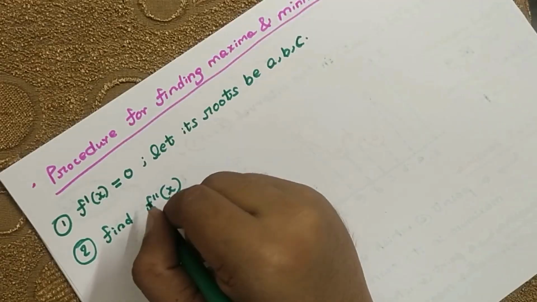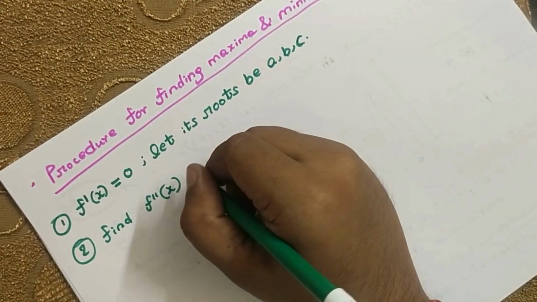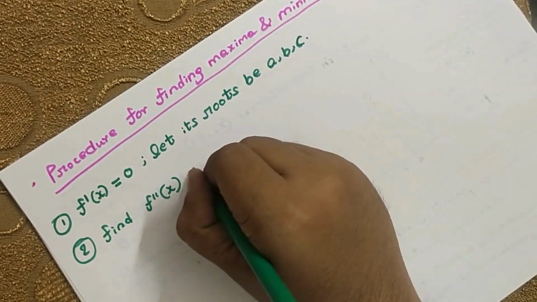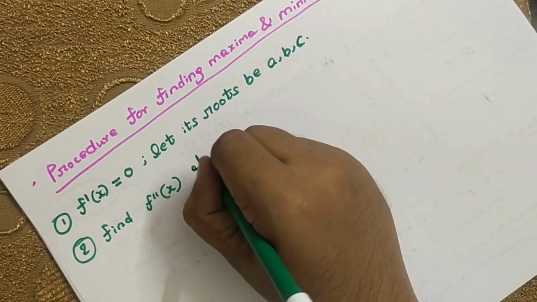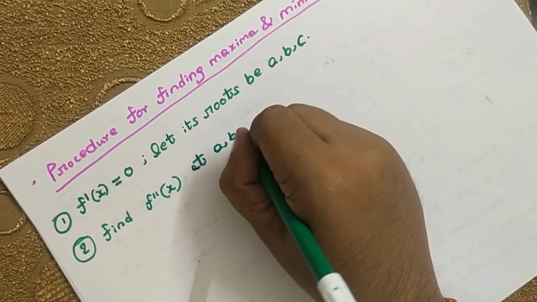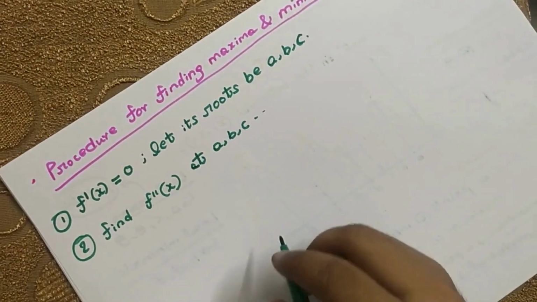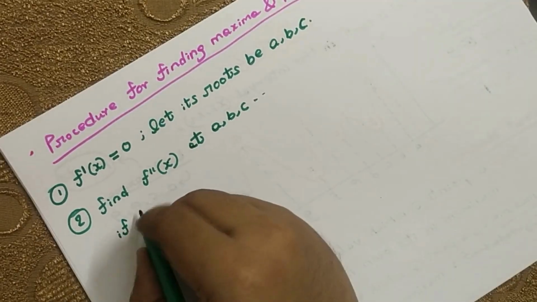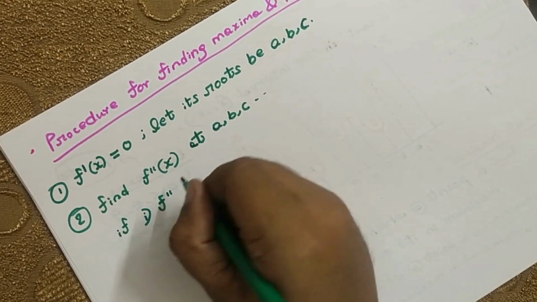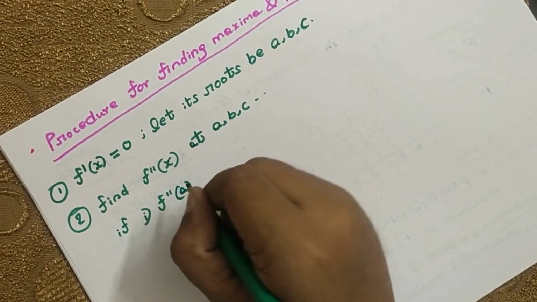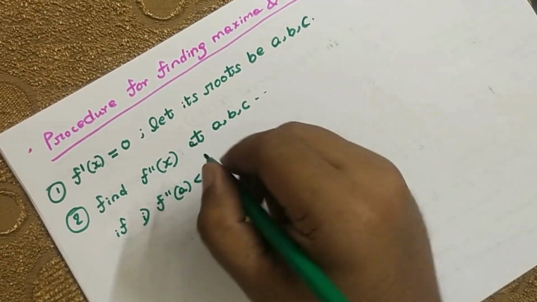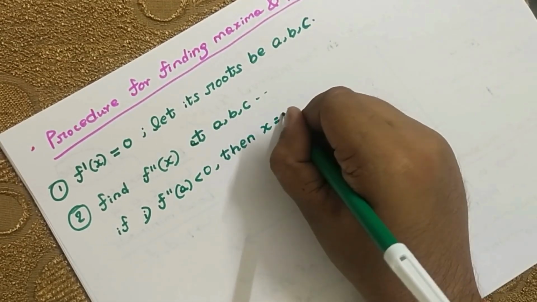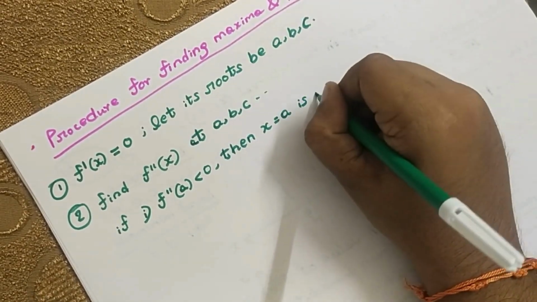Next step is f double dash of x, and we have to substitute x as the roots a, b, c and so on, and find f double dash of x at the points a, b, c. Okay, so the conditions are these. If the first one is our f double dash, let's take a root as a, if f double dash of a is less than 0, then our x is equal to a is maxima.